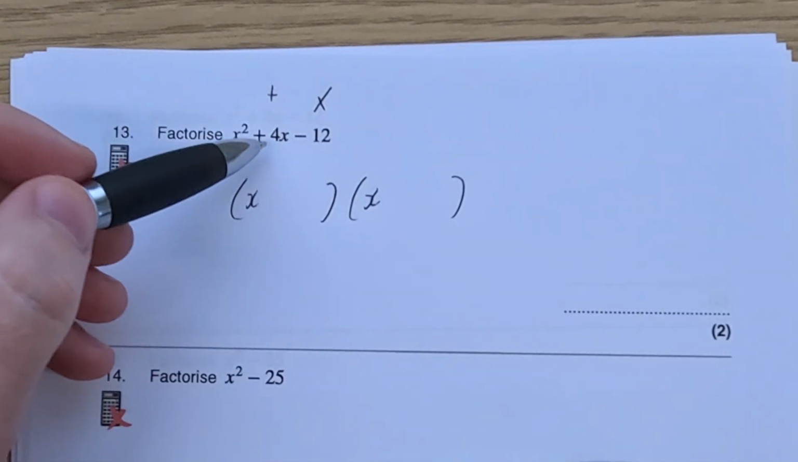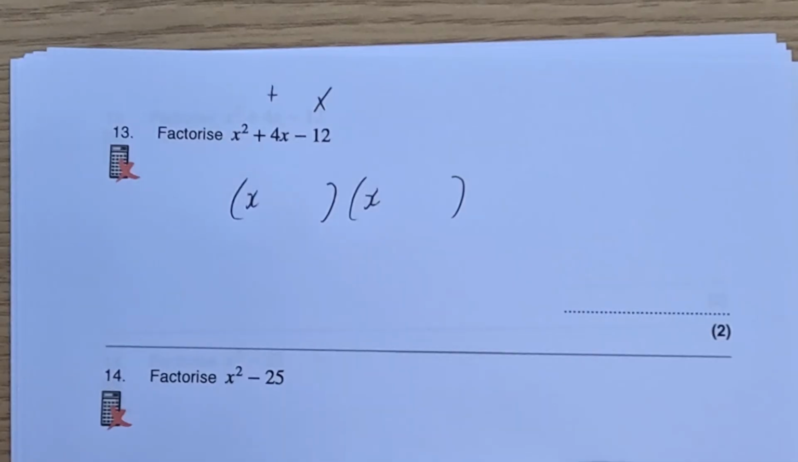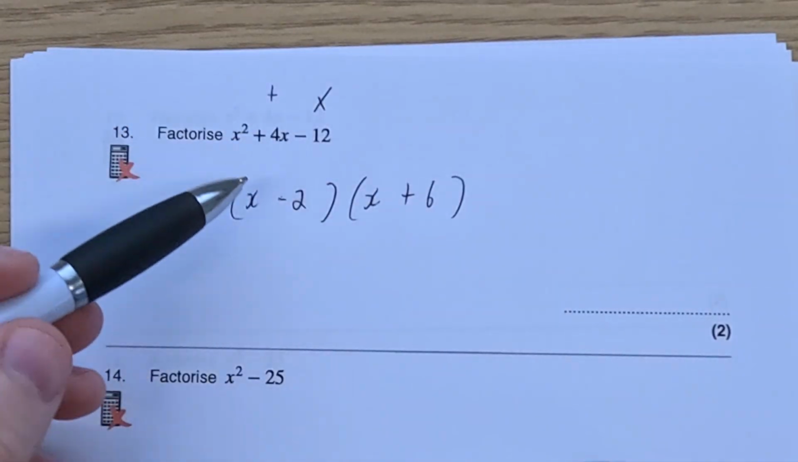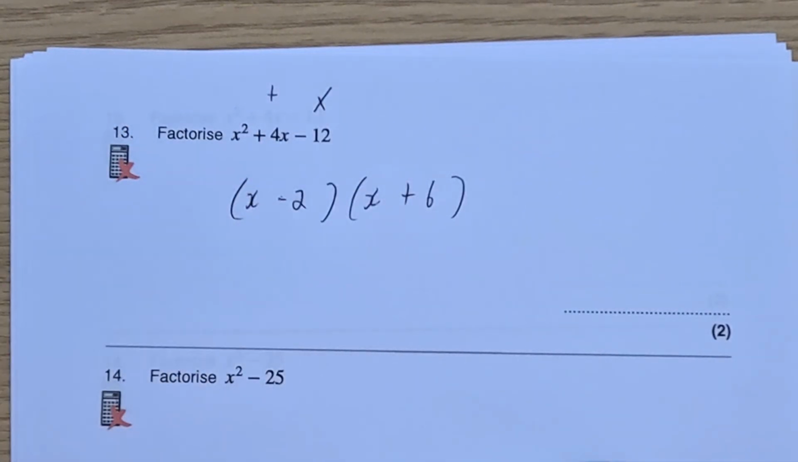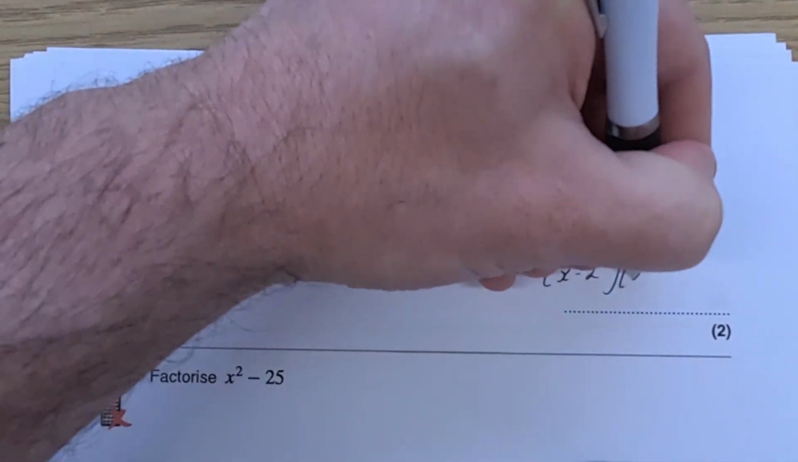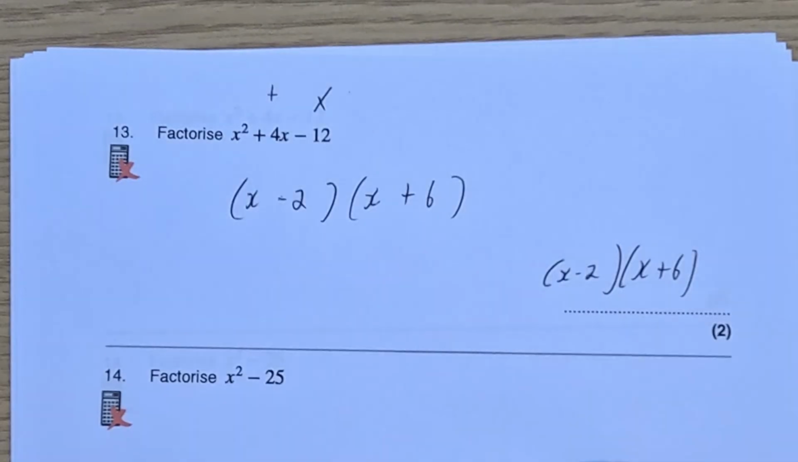Now we want them to add together to be 4, so I'm thinking the 2 and the 6. I'm thinking that that's going to be minus 2 and 6, because minus 2 times 6 would be equal to minus 12, and minus 2 plus 6 would be equal to 4. So the answer would be x minus 2 and x plus 6. And that's our answer.